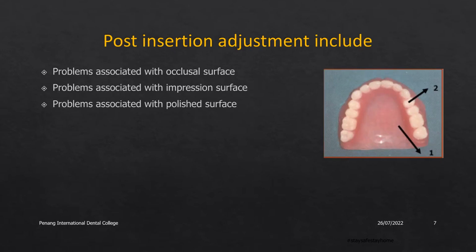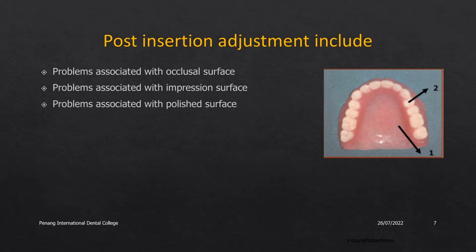Now, in the post-denture insertion phase, the problems may be associated, as I told, with the occlusal surfaces. Either the patient may have a heavy bite or traumatic bite on one side, or the patient may have a bite because of which he is unable to chew soft food or small food particles such as rice and barley because of the poor occlusal contact.